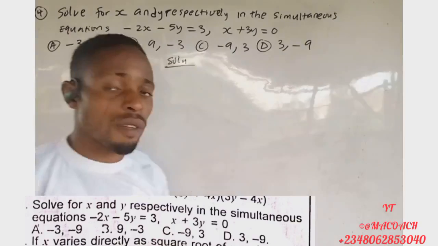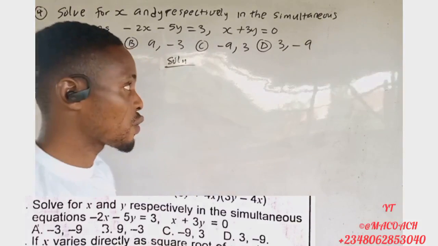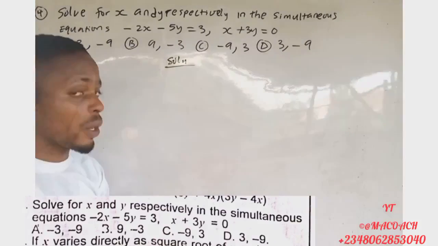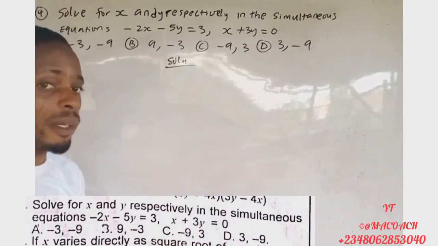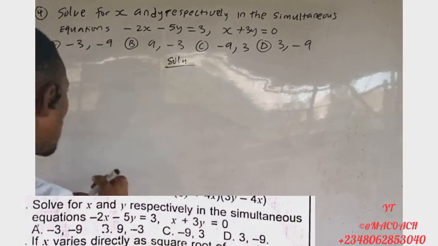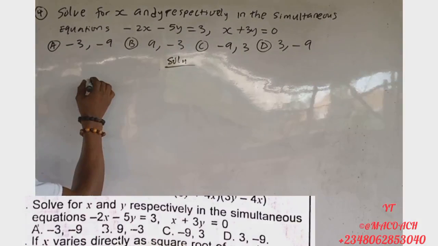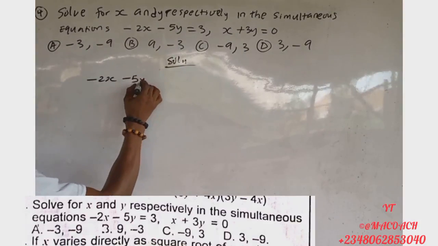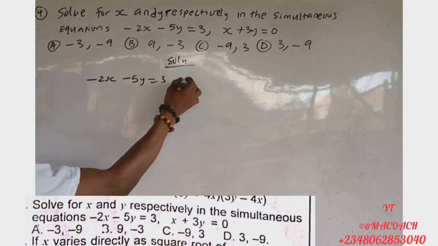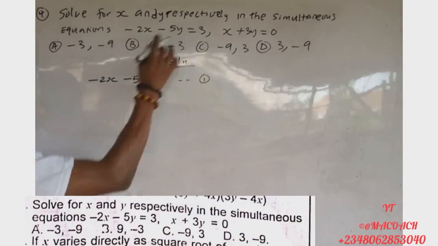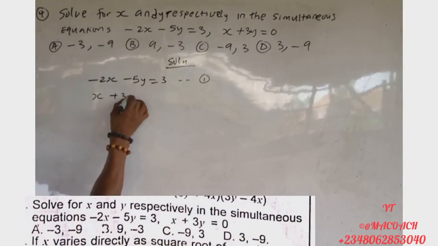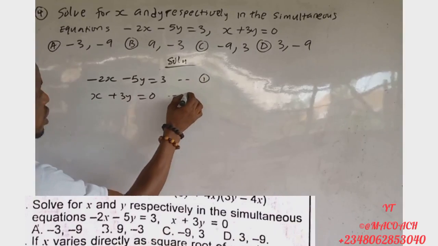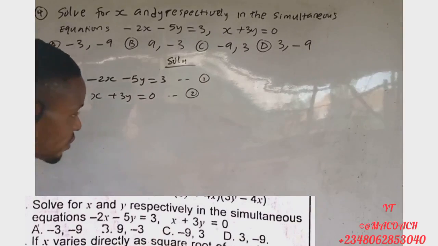Assuming you know simultaneous equations very well, you know we have 3 methods to solve it. We have the graphical, we have substitution, we have the elimination method. But in this place, let me write the question outside. You have minus 2s minus 5y equal to 3. Let's call this one the first equation. The second one we have s plus 3y equal to 0. This one as well as the second equation.